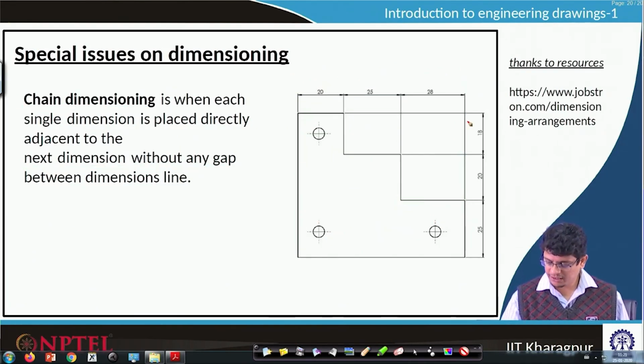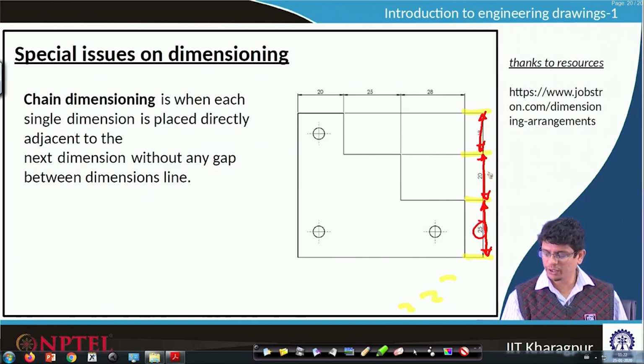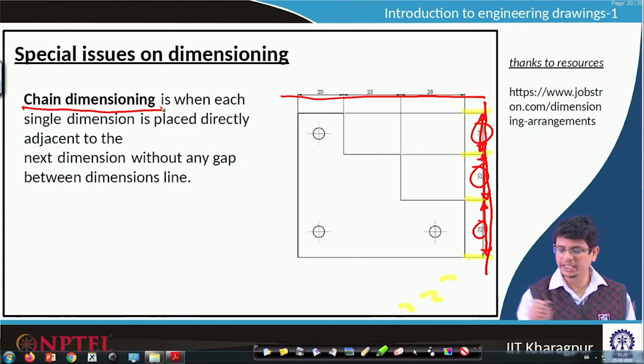Similarly, for the vertical direction, let us use another color. These are the extension lines, and in that we use a dimension line, again a dimension line here and also here a dimension line. So, there is no gap in between them. This kind of dimensioning, next to each other, shown at the same level, is what we call chain dimensioning.